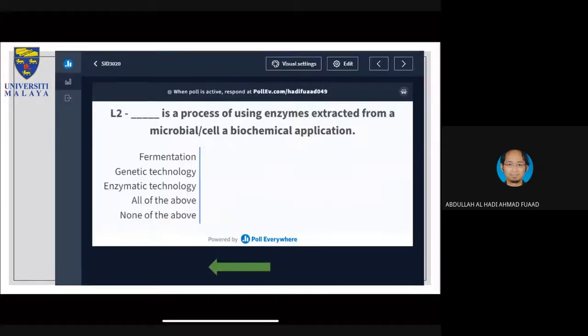All right, so second question. What is a process of using enzymes extracted from a microbial cell for a biochemical application? The options are fermentation, genetic technology, enzymatic technology, all of the above, or none of the above. Does anyone else want to do it? I'll give you guys 30 more seconds.